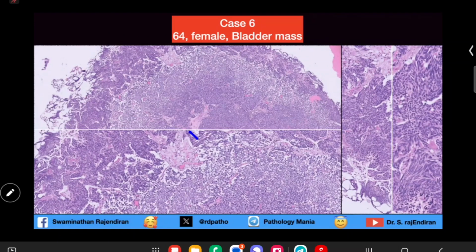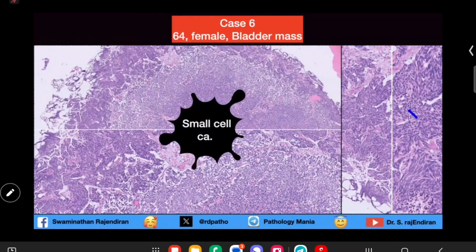So coming to case number 6, it's slightly out of syllabus. Here you can see a lot of tumor necrosis and tumor cells, and these tumor cells are very small and they are having crush artifact. And whenever you see dark blue cells with a lot of crush artifact, you have to think of small cell carcinoma. And small cell carcinoma is a neuroendocrine carcinoma.